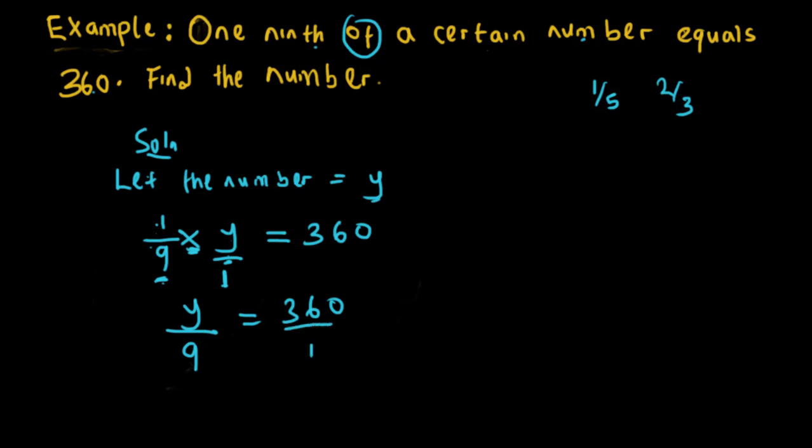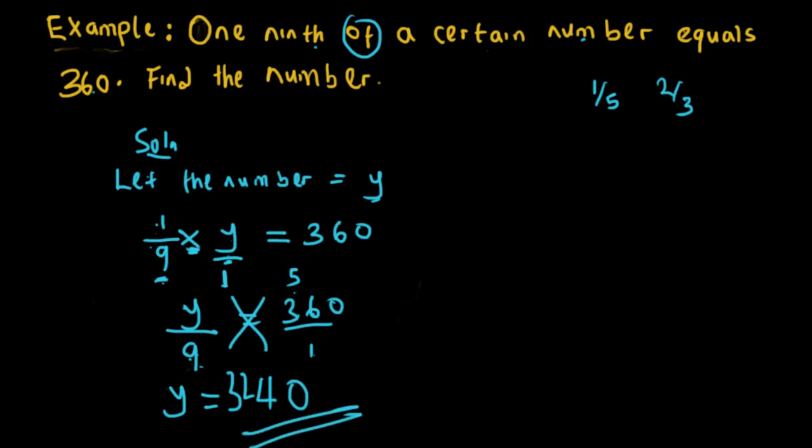Now when we have one fraction on either side of the equals to sign, we cross multiply. So we have Y times 1 is what? Y. Then we have 9 times 360. 9 times 0 is 0. 9 times 6 is 54. 4 carry 5. 9 times 3 is 27. 27 plus 5 will give us 32. So it means that our answer is 3,240. Do you understand? So don't forget, of and product means multiplication.